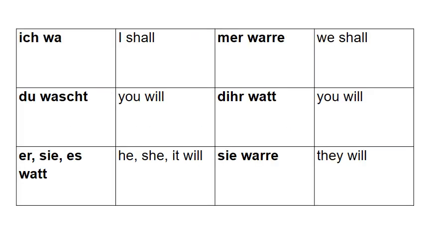So let's look at the forms of wara. Like I say, they're slightly irregular. Ich wa would mean I shall. You will would be du washt. He, she, it will would be er wat. She will is si wat. It will would be es wat. We shall or we will would be mir wara. You will would be dir wat. And they will would be si wara. So a bit irregular. Ich wa, du washt, er wat, mir wara, dir wat, si wara.